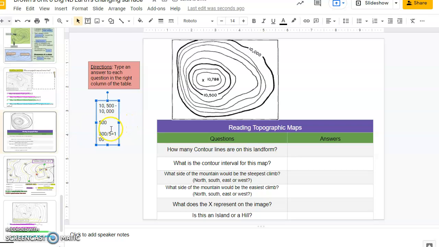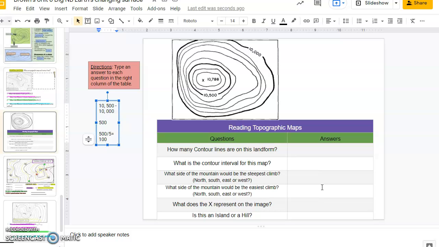I'm going to hit the enter there so it's a little more readable. There we go. Which side would be steepest? Remember, when the lines are close together. So yes, the west side. What side would be easier? You got it, that east side.